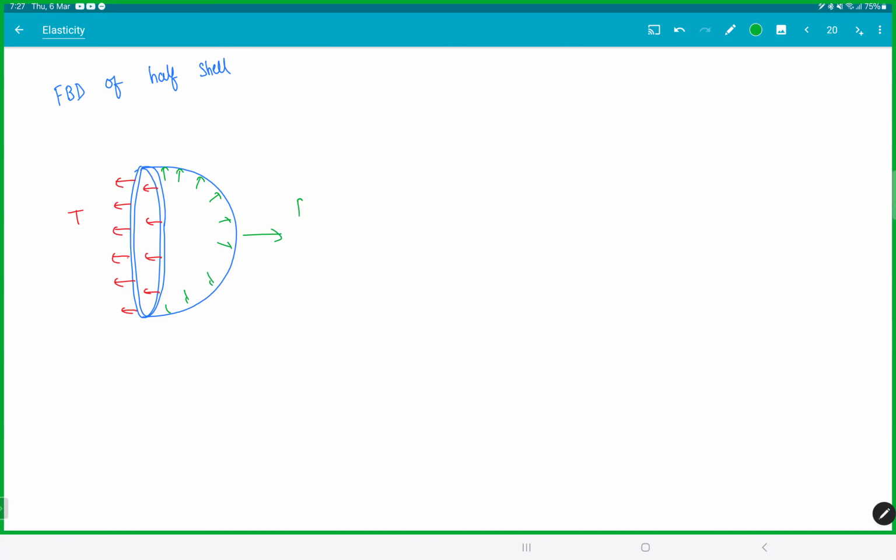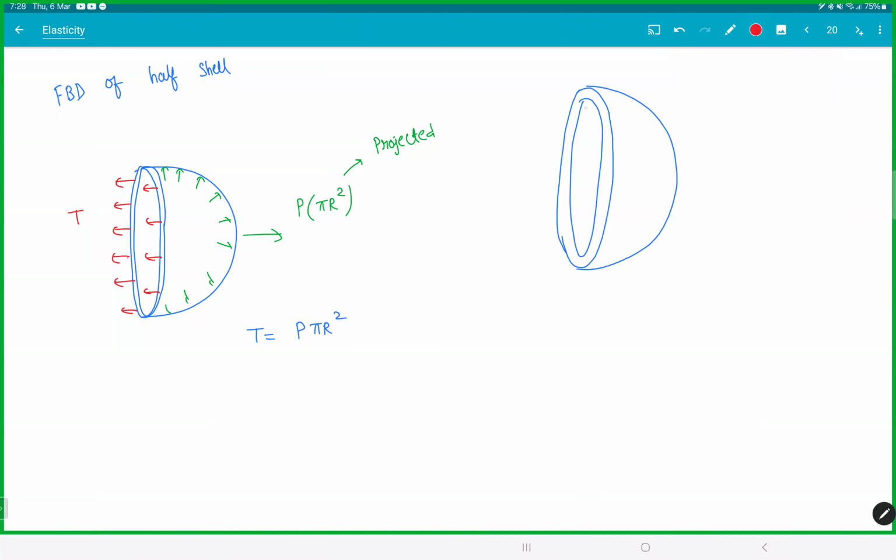So this gives you a force of pressure P into projected area. Hope you remember that. If a constant pressure is acting on a curved surface, the force is pressure times projected area. Therefore, we get tension is equal to P into pi r square. So when you take stress, what is stress? Force by area where the force is acting. Now, on which area is this force acting? It's acting on this area. So your stress is whatever force is actually acting on this.